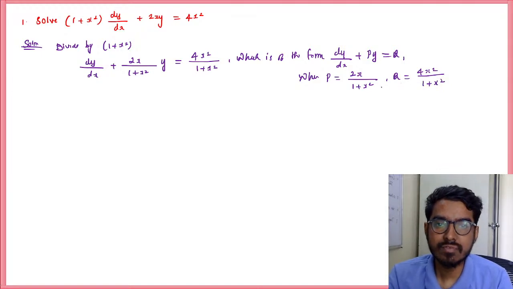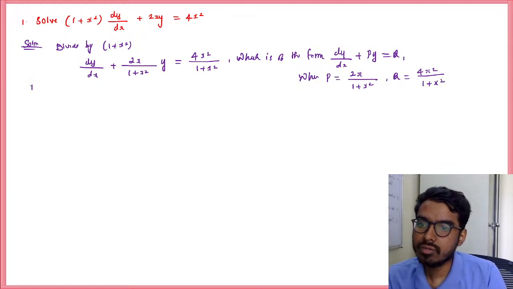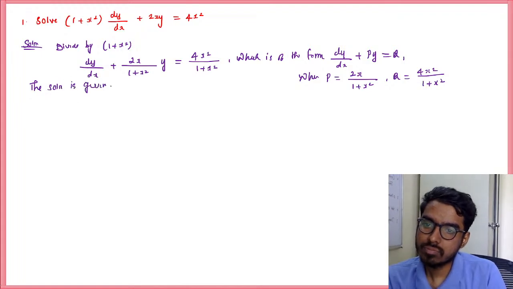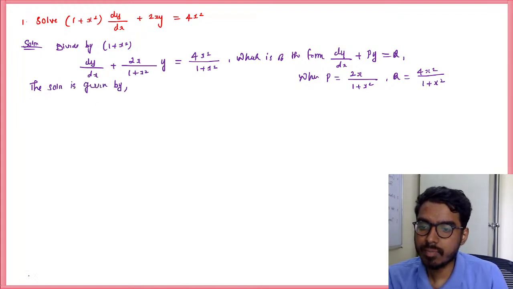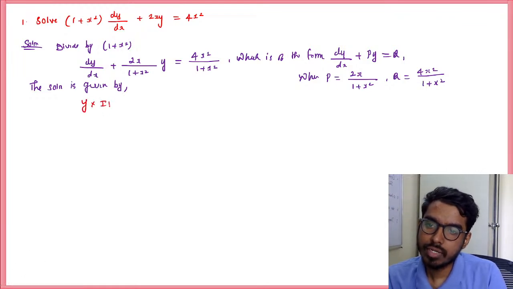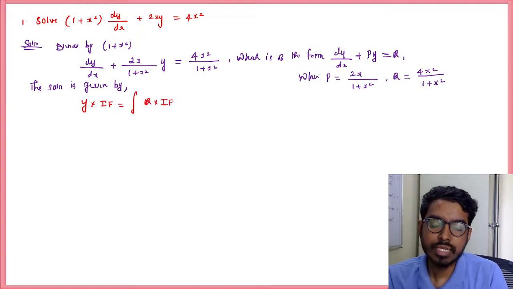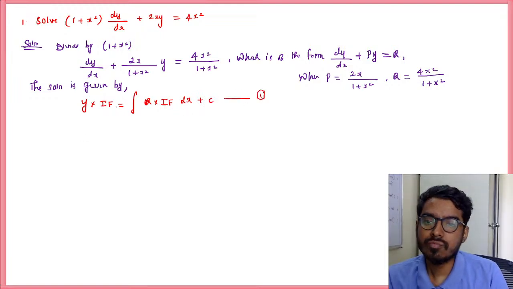P and q are functions of x, right? Okay. So we know that the solution is given by, and what is the solution? It is given by y into integrating factor is equal to integration of q into integrating factor dx plus c. This is the solution, right? Call this as equation number 1. Now first we will find the integrating factor, and then we will substitute back here.